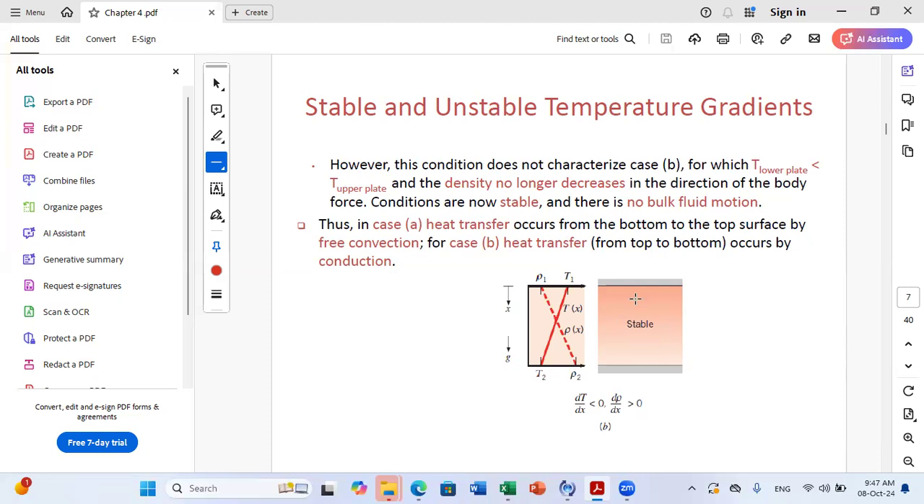While if you oppose the temperature difference, and you put the hot temperature on the lower side, then if delta T is high enough, you will create a buoyancy force that opposes the gravitational force. Therefore, in case A, heat transfer will take place from bottom to top, while for case B, you don't have convection, you only have heat transfer by conduction.